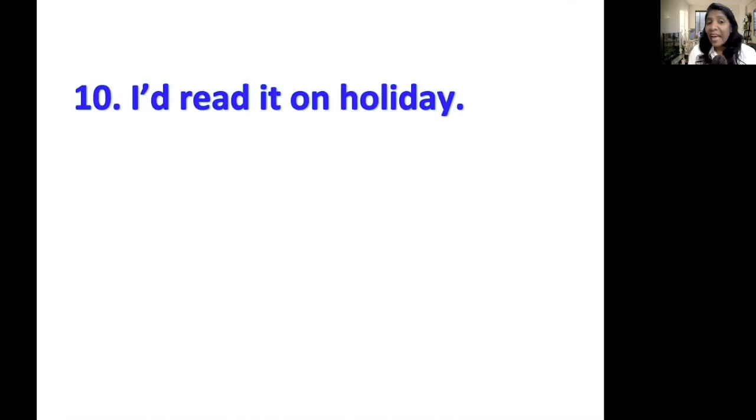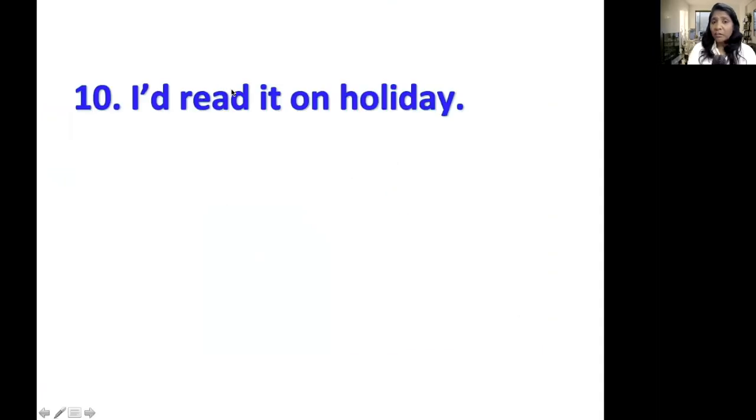So when I say I'd read it on a holiday, here the verb is read. With this verb, we cannot make out whether it is V1 or V2 or V3, because the spelling is the same, though the pronunciation can be different. There are also certain irregular verbs like put, cut, cut, cut. You will not be able to identify what tense it is, but it depends upon the context.